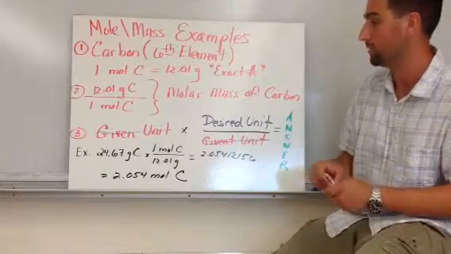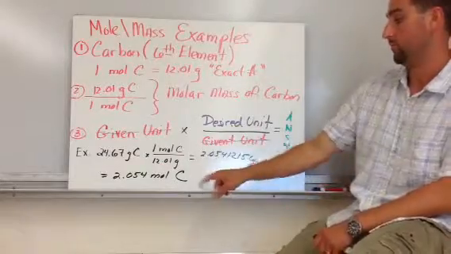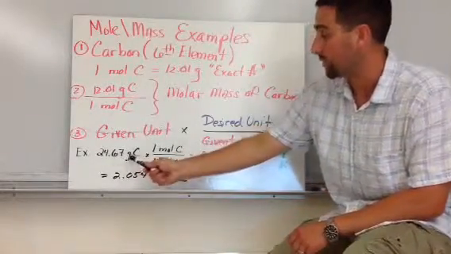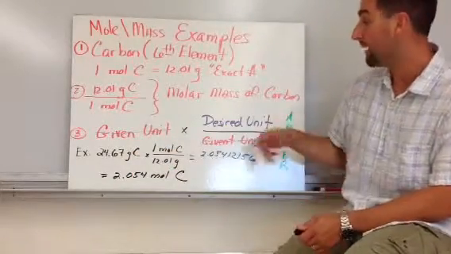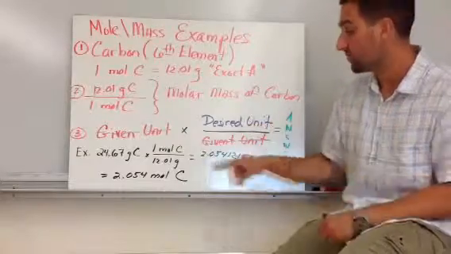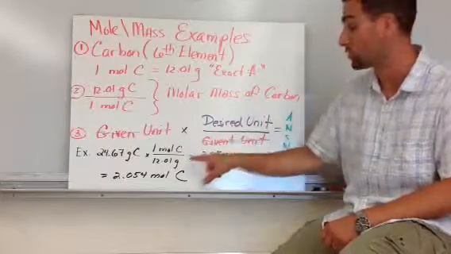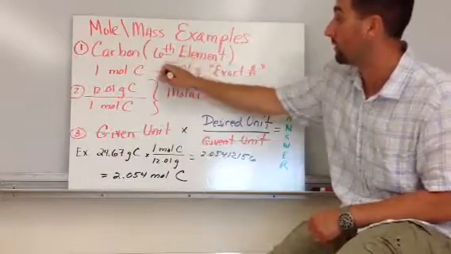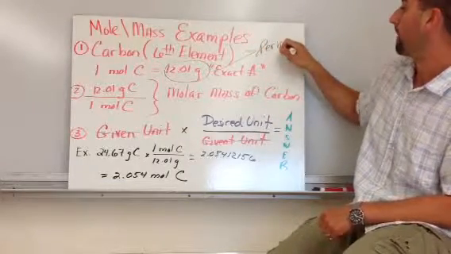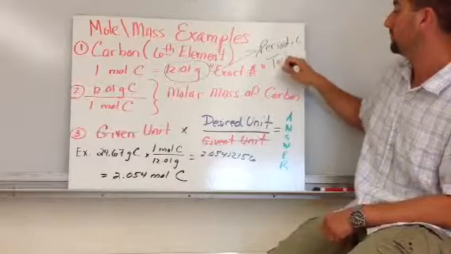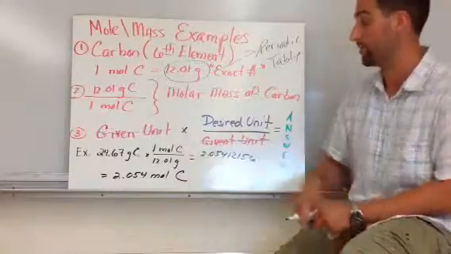Okay? For example, if I wanted to convert grams of carbon to moles of carbon, my grams are my given unit, in this case 24.67 grams, and my desired unit is the mole. So I'm going to put the mole on top divided by what 1 mole of carbon is in grams, and that's 12.01. We got that right up here from the periodic table. If I wanted to go from moles to grams, I would have to flip that conversion factor, right?